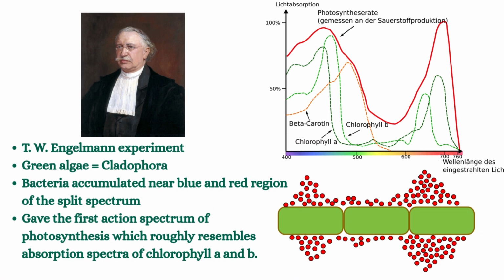T. W. Engelmann, using a prism, split light into its spectral components and then illuminated a green alga, Cladophora, placed in a suspension of aerobic bacteria. The bacteria were used to detect the sites of O2 evolution. He observed that the bacteria accumulated mainly in the region of blue and red light of the split spectrum. A first action spectrum of photosynthesis was thus described. It resembles roughly the absorption spectra of chlorophyll A and B. Here, those with the red color represents the bacteria, aerobic bacteria, and the green is the algae Cladophora.